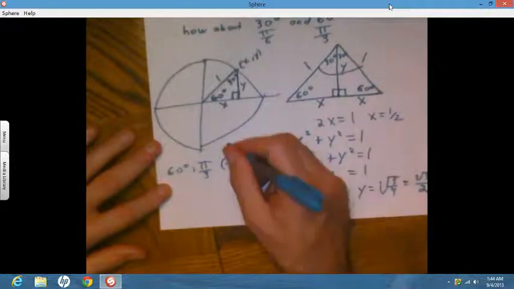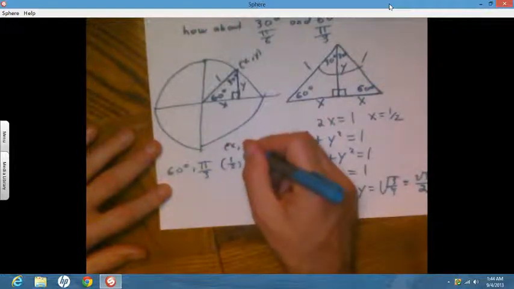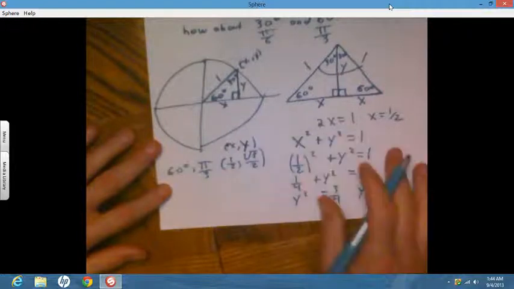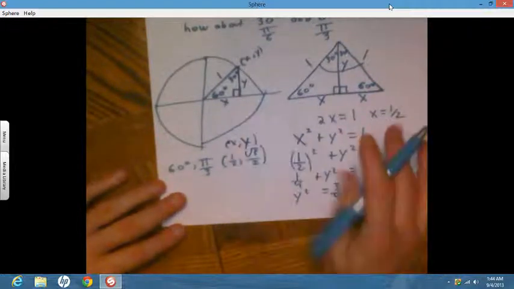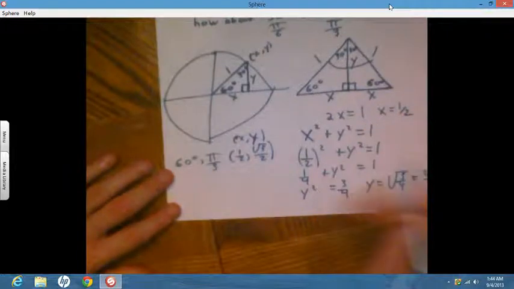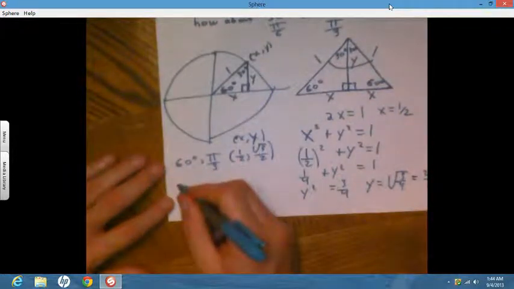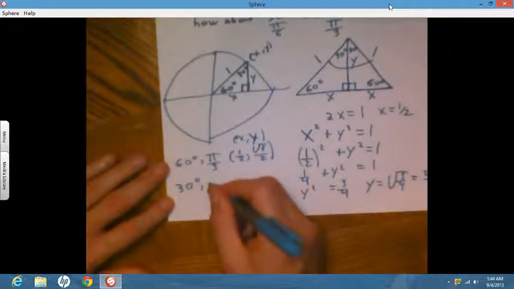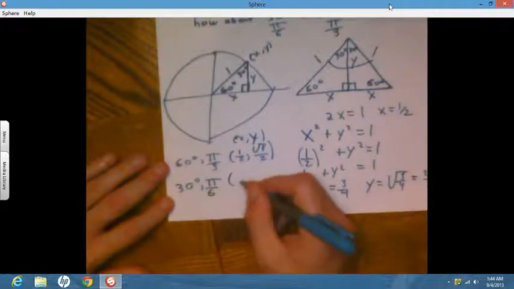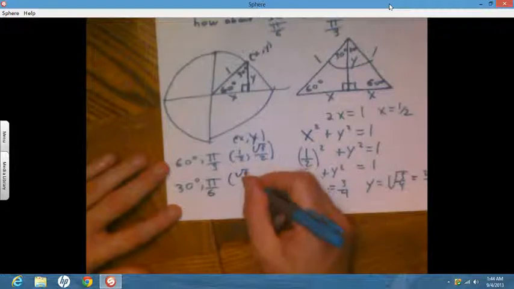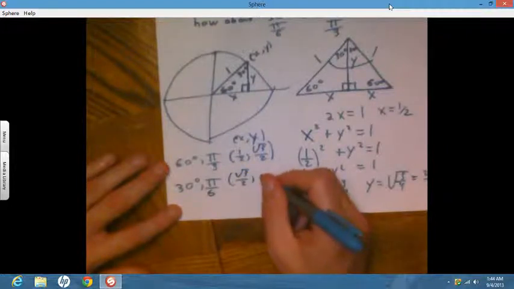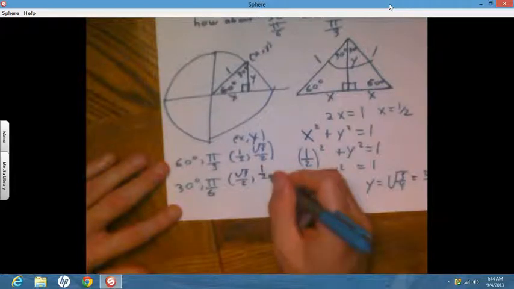And that's x comma y, right? Now, if I flip the triangle around, I'll notice I get 30 degrees, because this is 30 right here, so the x and y just switch places. So for 30 degrees, or pi over 6, my x-coordinate is going to be square root of 3 over 2, and my y-coordinate is going to be 1/2. Okay, so they just flip.